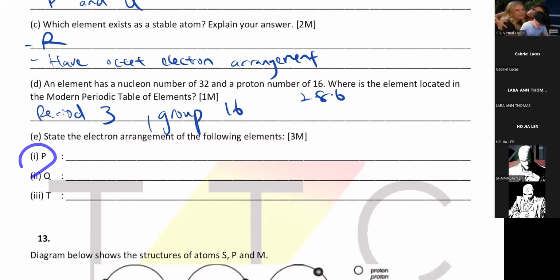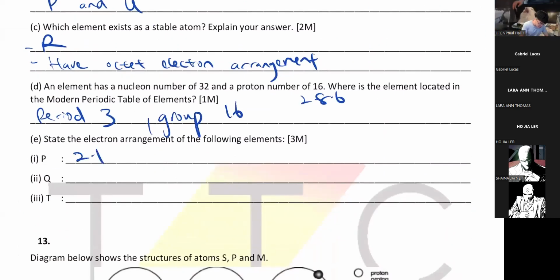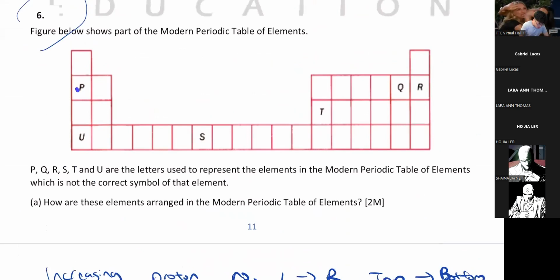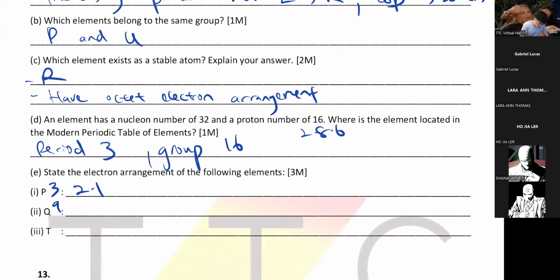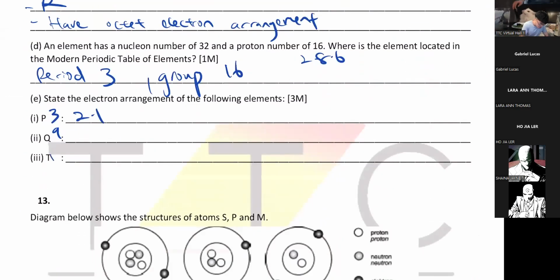Right, so state the electron arrangement. So P, right? This is 1, this is 2. So P is 2.1. That's 3 electrons. You just tell me how many electrons first. P has 3 electrons because it's 3 protons. Q, 3, 4, 5, 6, 7, 8, 9. So Q has 9. T has 9, 10, 11, 12, 13. T has 13. So how do you arrange 9? 2.7. That's 2 plus 7. 13 is 2.8.3.